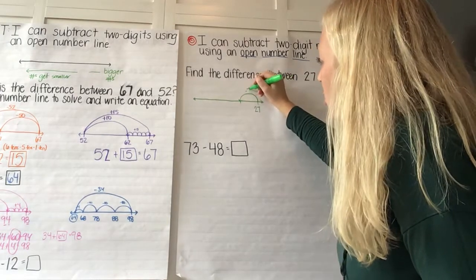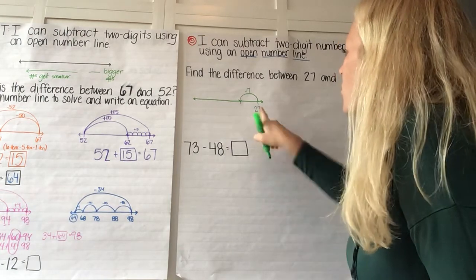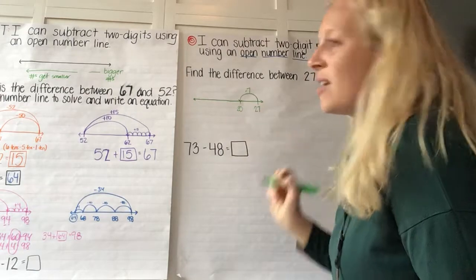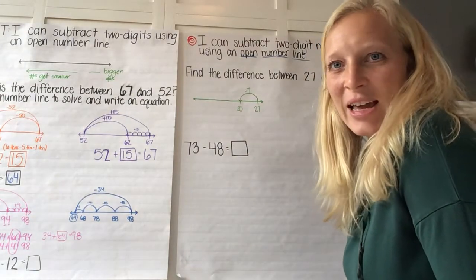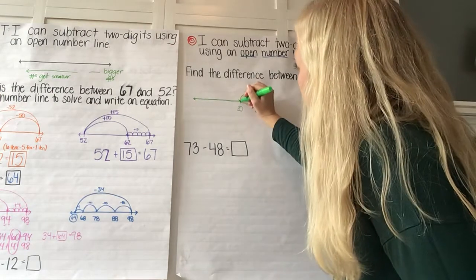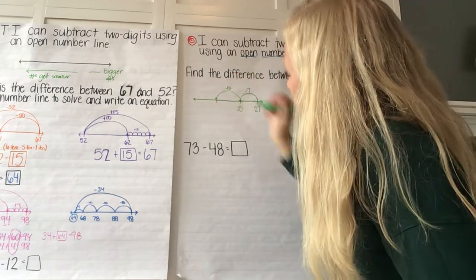Why did you make a jump of 7 first? Because 27 take away 7 gets you to 20. It's that 10 as a friend, right? Okay. And then what did you do? Made a big jump of 10.